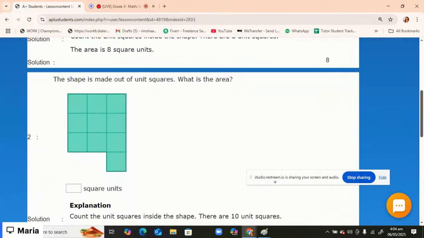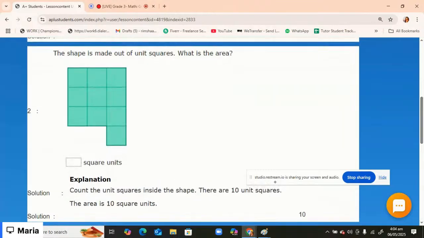Now the shape is made out of unit squares. What is the area? Each square unit is 1, so we just add up all of it. Count all the square units here. How many total are there? It's 1, 2, 3, 4, 5, 6, 7, 8, 9, and 10. So the total is 10 here.